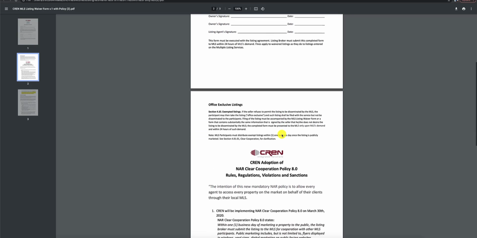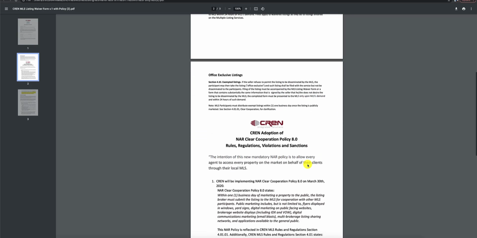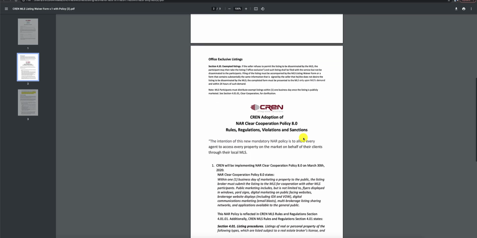And again, just like the delayed entry form, this is still according to NAR Policy 8.0 as far as marketing goes. So you delay or you waive the listing from the MLS entirely using this form, but that does not mean you get to market the property. As soon as you market that property, you do have one business day to put that into the MLS. This could also be known as an office exclusive.